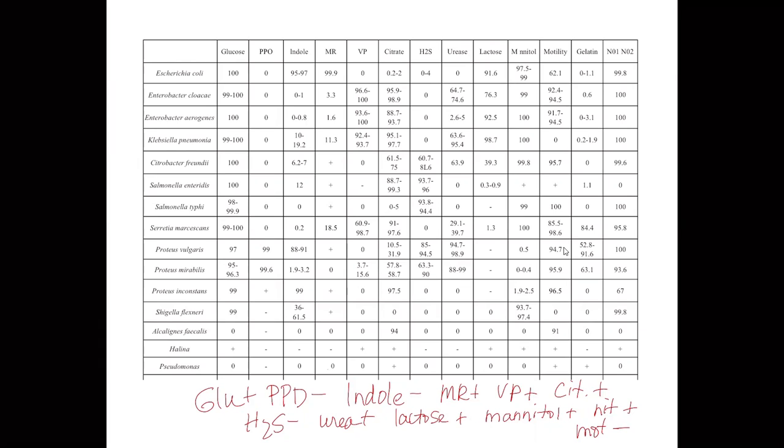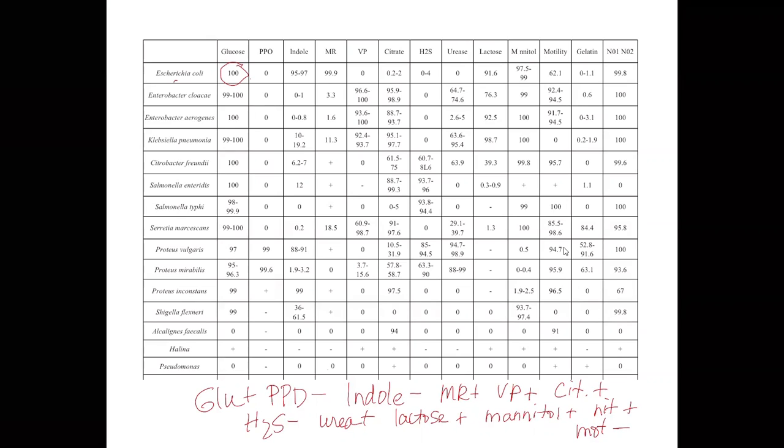Okay, so when we go to use this chart, the main things that you want to look for is the closer something is to 100, that means the more of these organisms are positive. So if we look at this, this means that 100% of the E. coli can ferment or are positive for glucose fermentation.